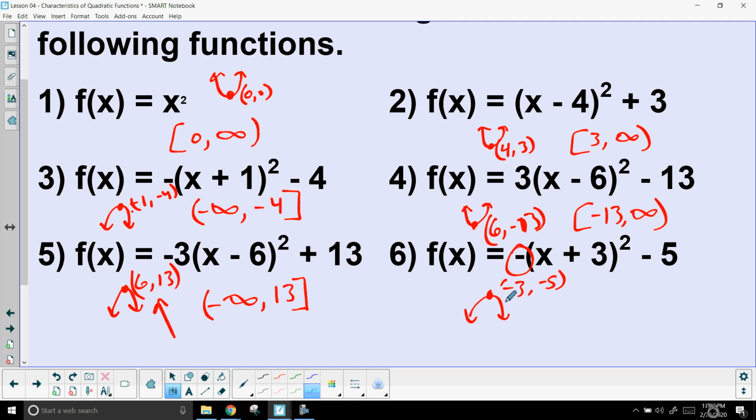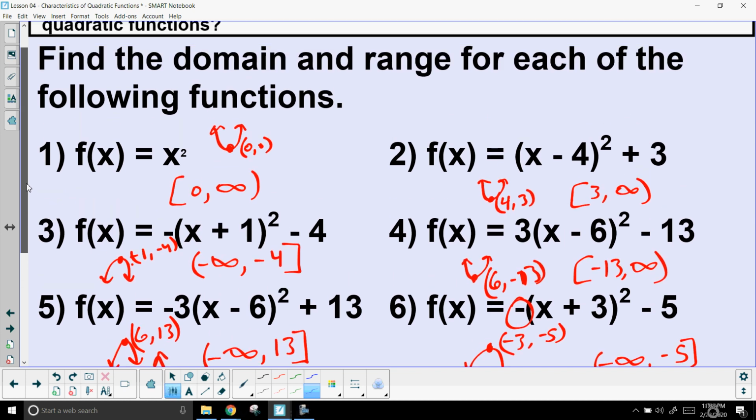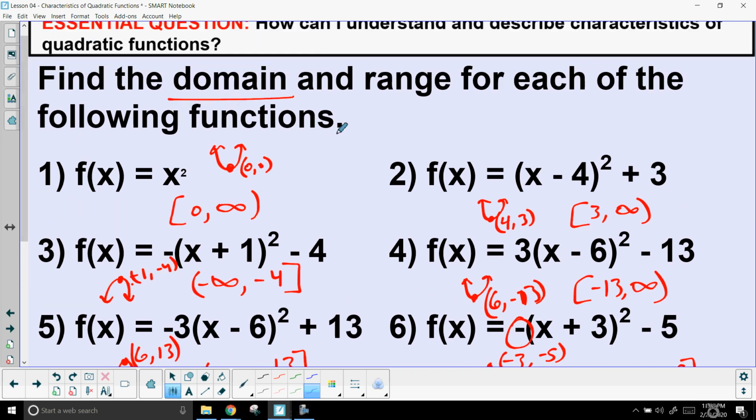Now, you're wondering, you skipped all the domains. All you did were range. That's right. But let's face it, I'm not restricting the domain. So the domain for all of these is going to be all real numbers. Okay? As you can see, we got them all right.